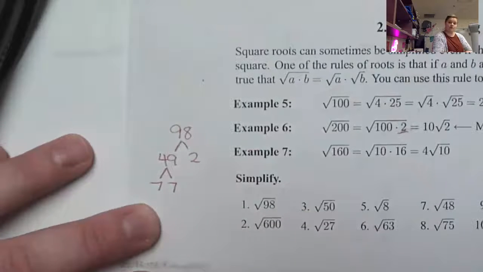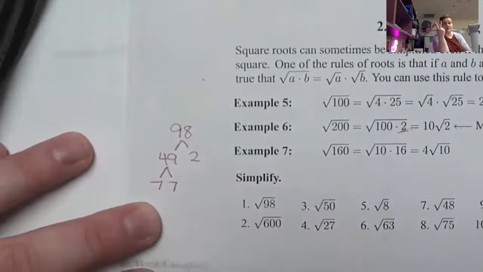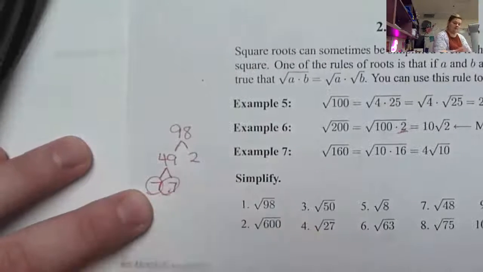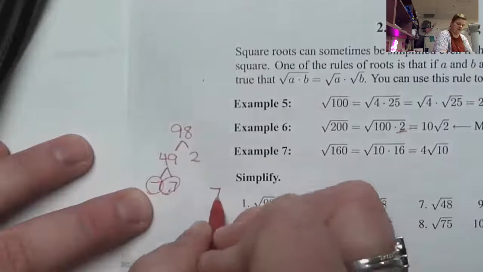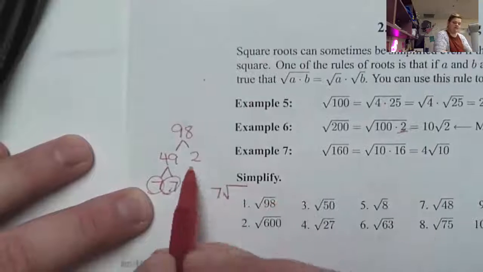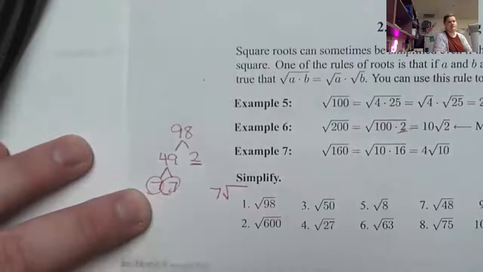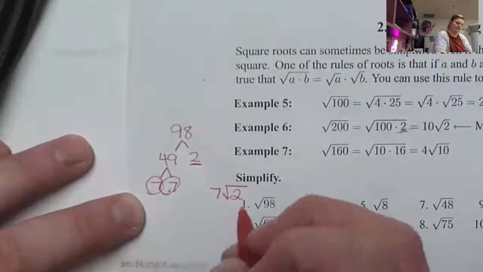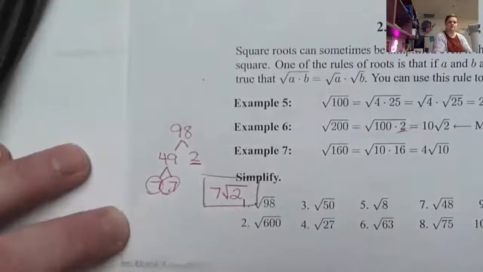Now I'm looking for groups of 2 because a square number is a number times itself. So that's why you need 2 of them. Well, I see a 7 and a 7, so I can bring that on the outside. So I have 7 square root of whatever's left over. Well, the 2 didn't have a partner, so he has to stay inside the root. So number 1 is 7 square roots of 2.